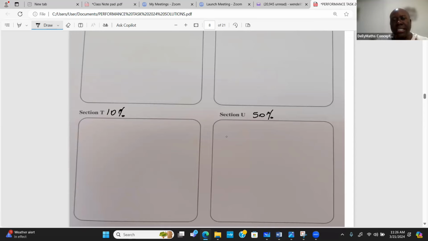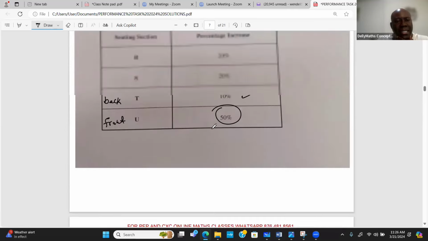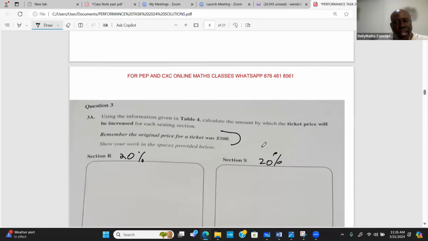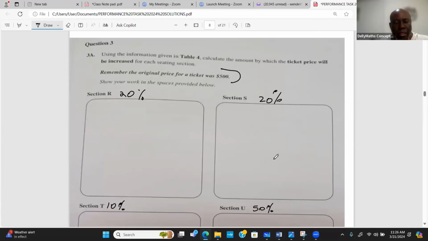So I'm just putting the percentage there. All of those are percentage increases, and you want to make sure that you have it. Remember now, all they want is the increase. So we're talking about 20%, 20 over 100 times the 500.